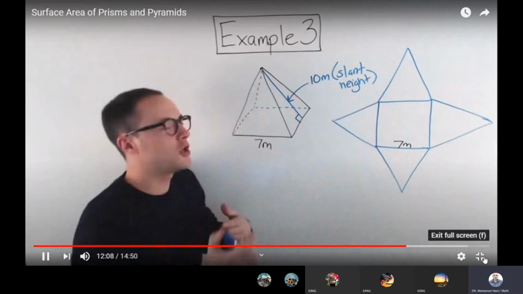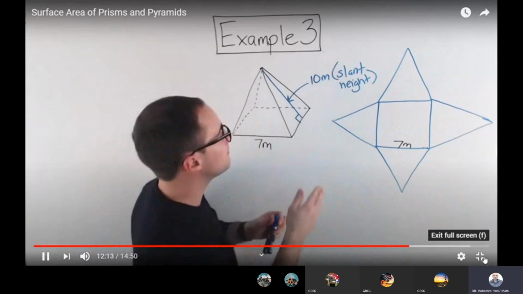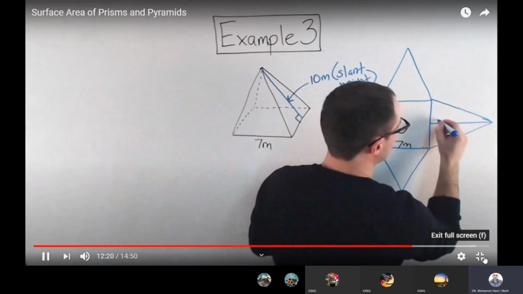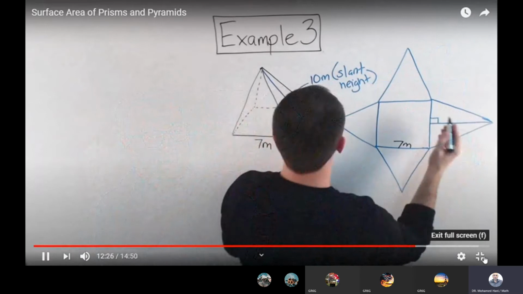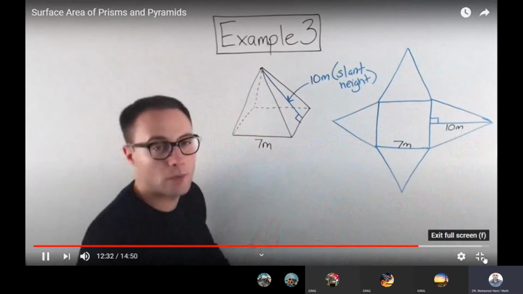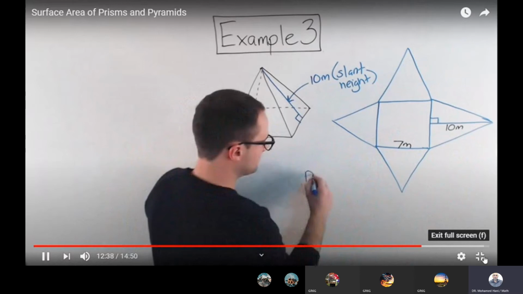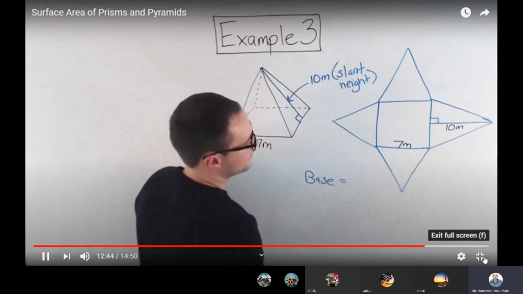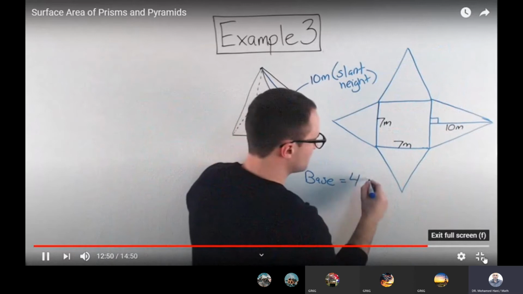Okay. And when we start to do volume of pyramids, it's really important to know that compared to the height of the pyramid. But we have that because we need it to find surface area. So that is the height here of the triangles, the faces. So that's going to be 10 meters. Now we have everything we need to find the surface area. I'll just start with the base.